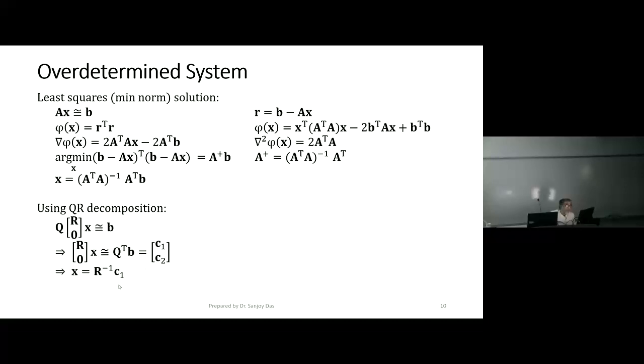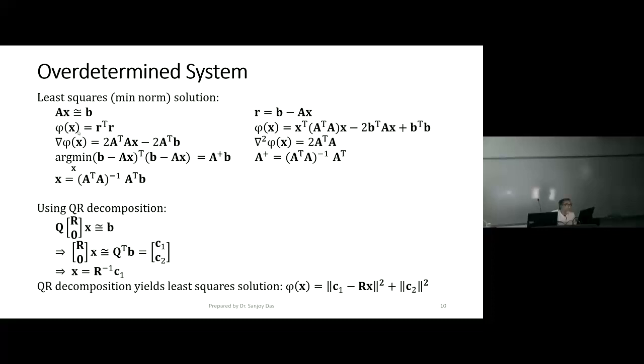Okay, and then what I do is I simply ignore the bottom portion of this expression: 0x is equal to C2, or 0 equals C2. I cannot satisfy that because I have no variables. So ignore the bottom part, and just look at the first part: Rx equals C1, so x equals R inverse C1. So the QR decomposition actually gives the same as the least squares solution.